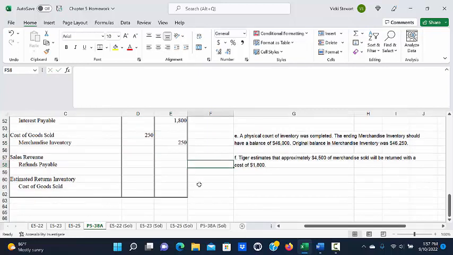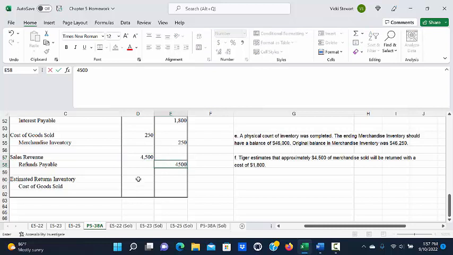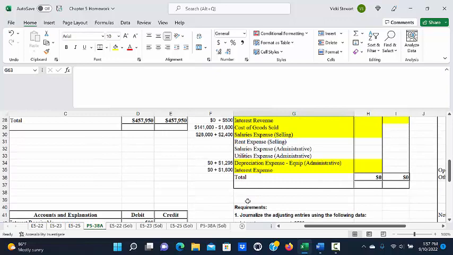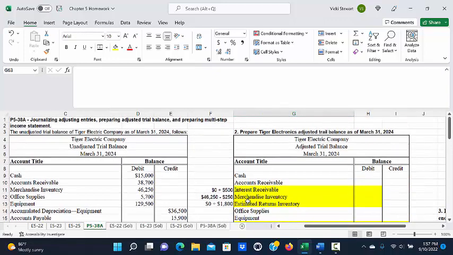In F, it states that Tiger estimates that approximately $4,500 of merchandise sold will be returned with a cost of $1,800. So we first need to adjust our sales revenue by debiting it for $4,500, and we would credit refunds payable for that amount. And then we need to record our estimated returns inventory of $1,800 by debiting that account and crediting cost of goods sold. So we have now completed the adjusting entries for Tiger Electronics, and the second part of the problem asks us to prepare Tiger Electronics adjusted trial balance as of March 31st, 2024.